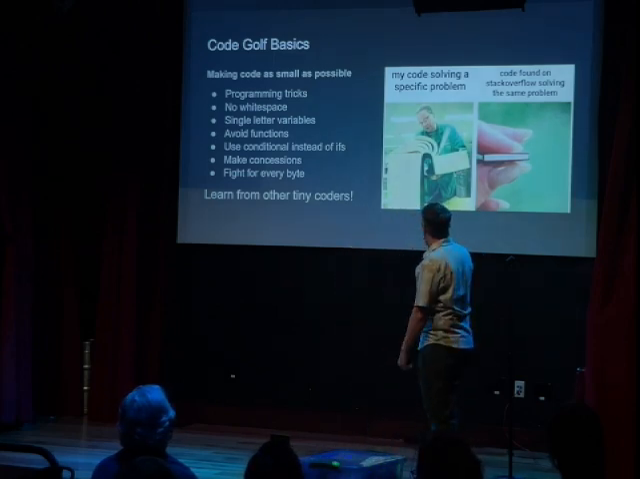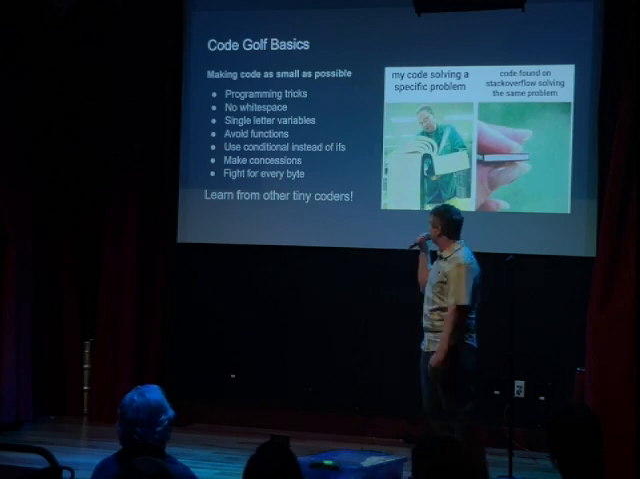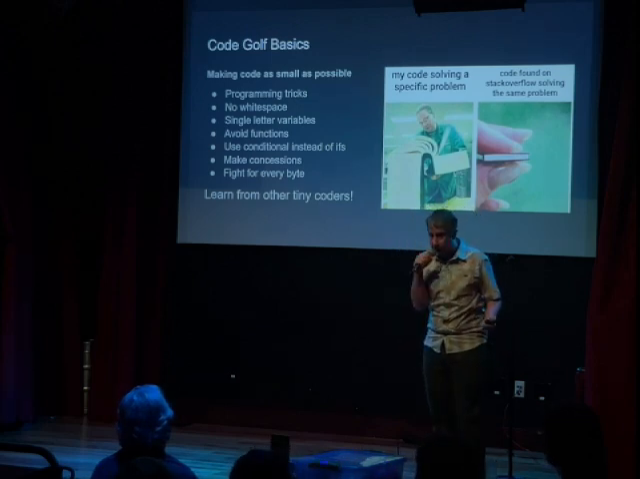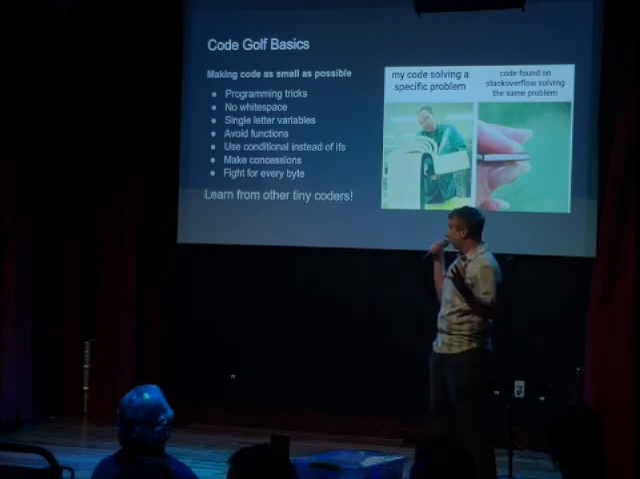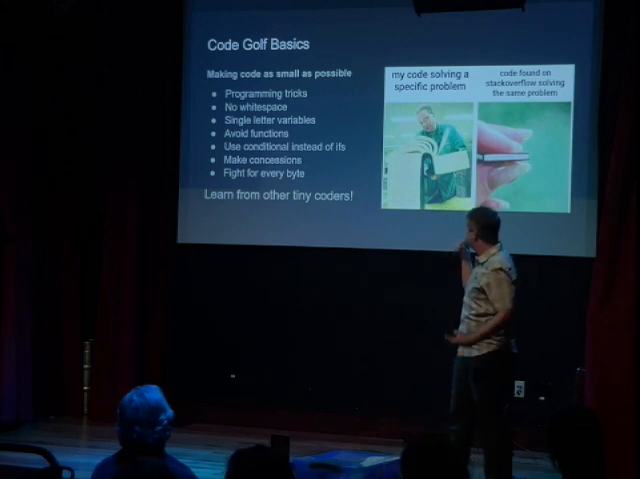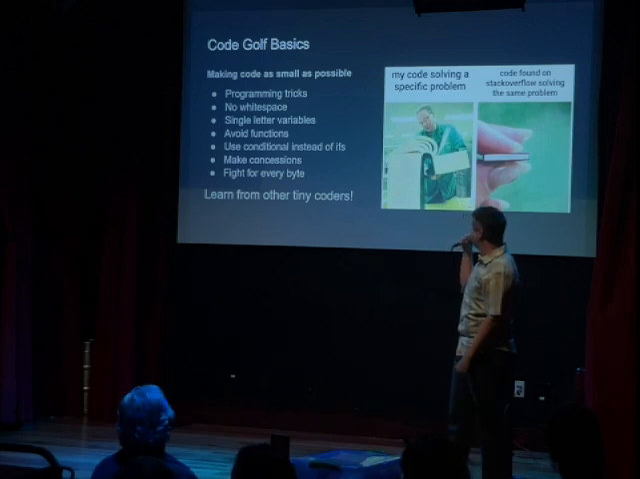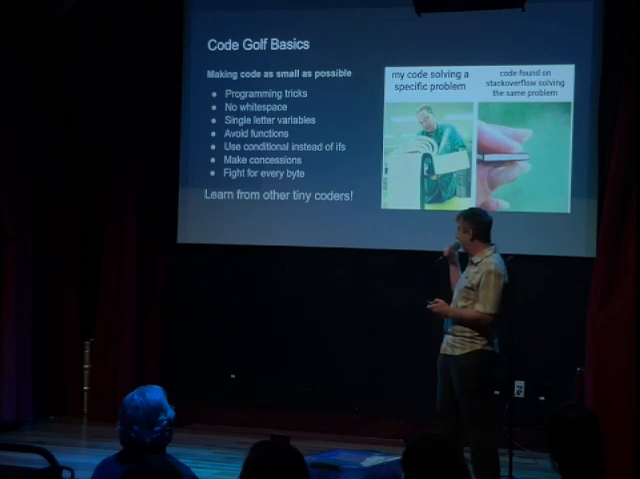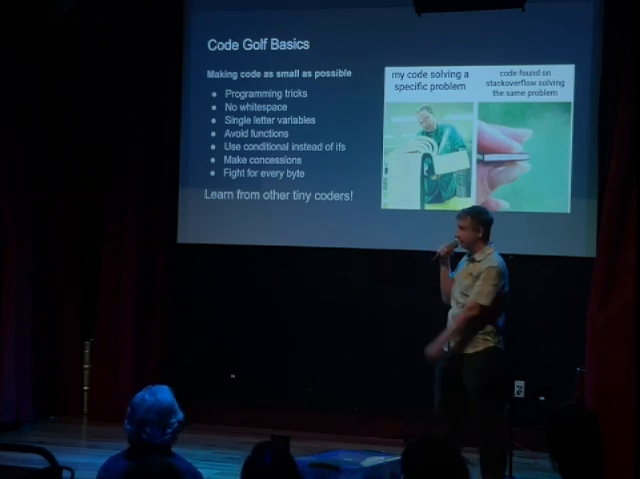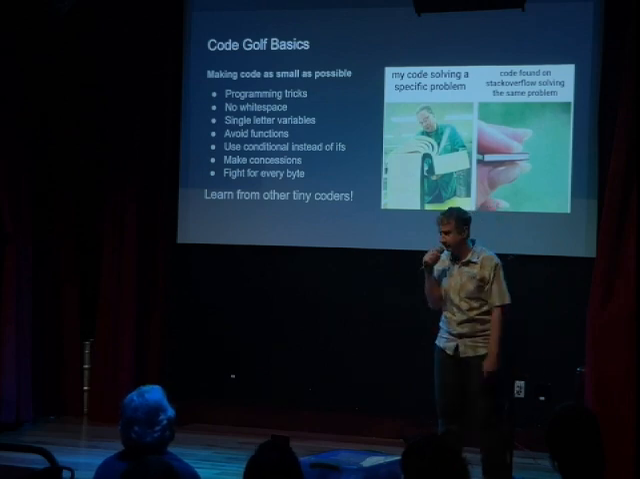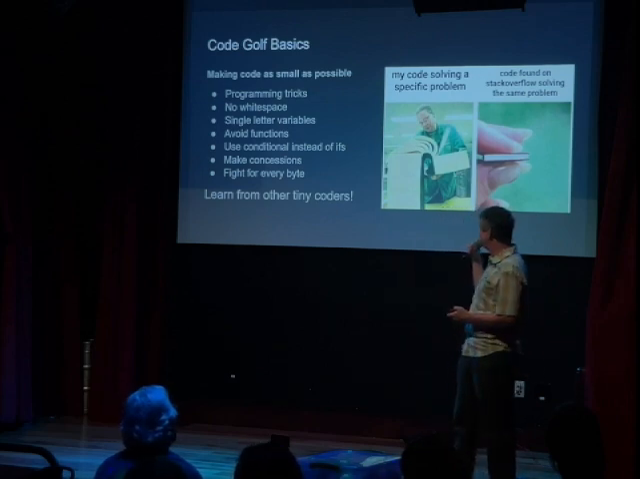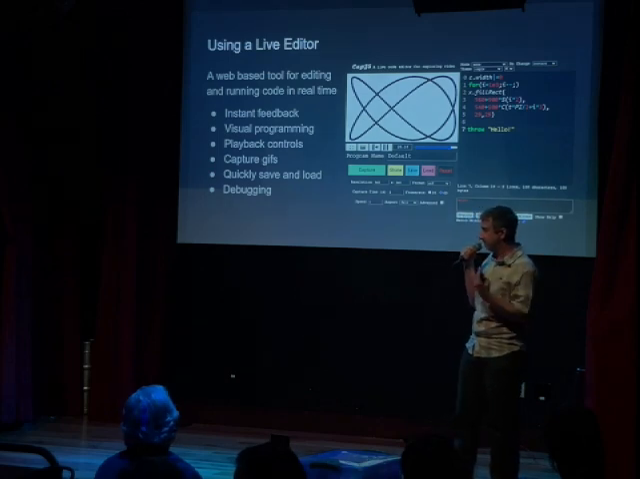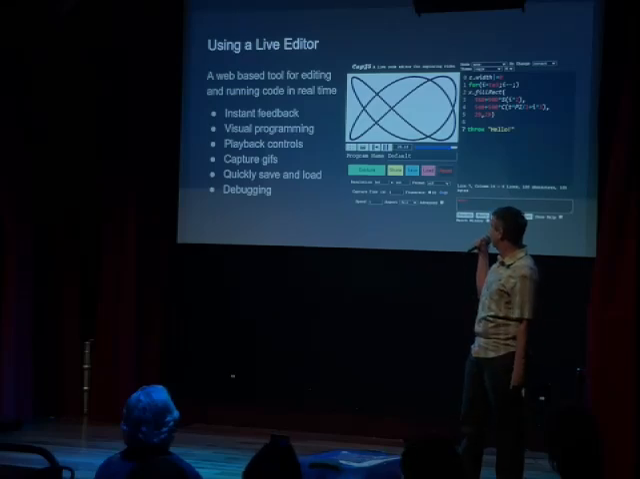So let me give you a little crash course in some of the basics of code golf. The idea is, like I said, we're going to make it as small as possible. We'll use some programming tricks to make that happen. We're going to eliminate white space. Obviously, no comments. No single letter variables. Avoid functions. Keep it as simple as you possibly can. And it's also about the algorithm. It's not just about the code golf aspect of it, but crafting programs that are simple and compact. We talked earlier about the concept of entropy, and just really tight in that sense.